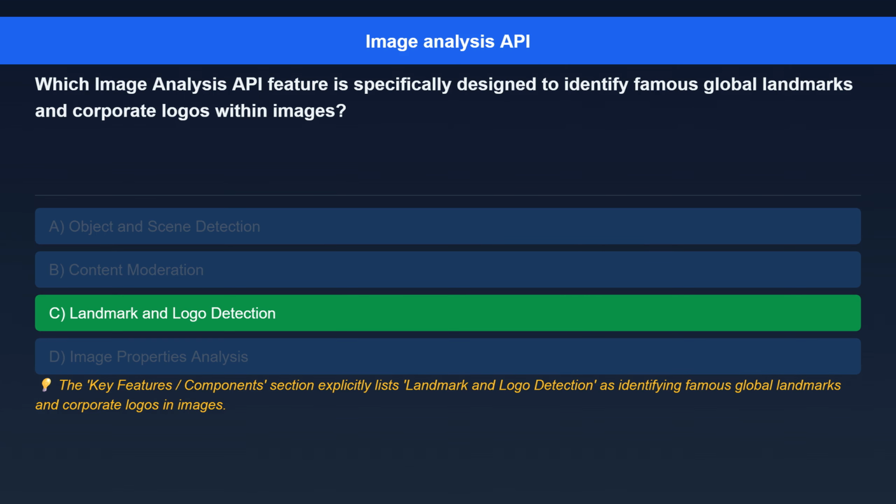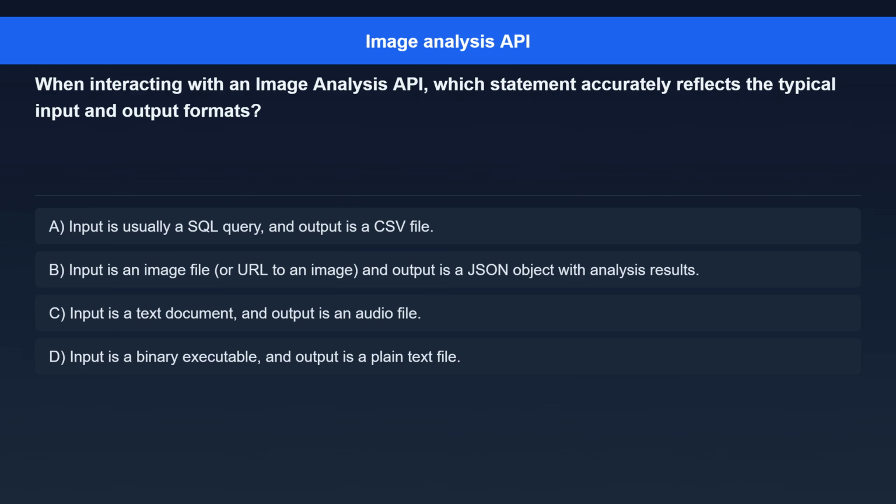The correct answer is landmark and logo detection. Here's the explanation. The Key Features/Components section explicitly lists landmark and logo detection as identifying famous global landmarks and corporate logos in images.